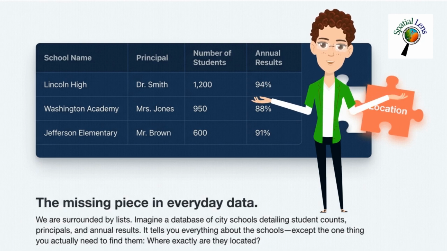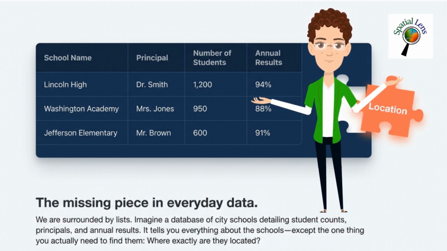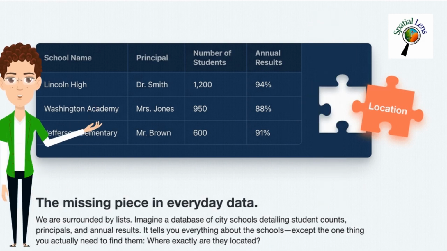Imagine you are looking at a list of schools in a city. The list contains the school names, principal names, number of students, and annual results. This information tells you everything about the schools. But there is one important thing missing. Where exactly are these schools located?